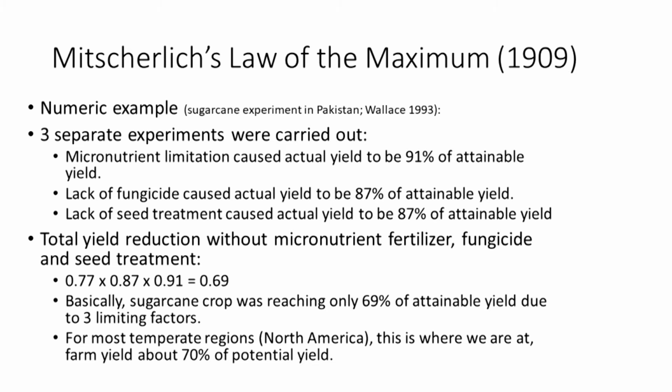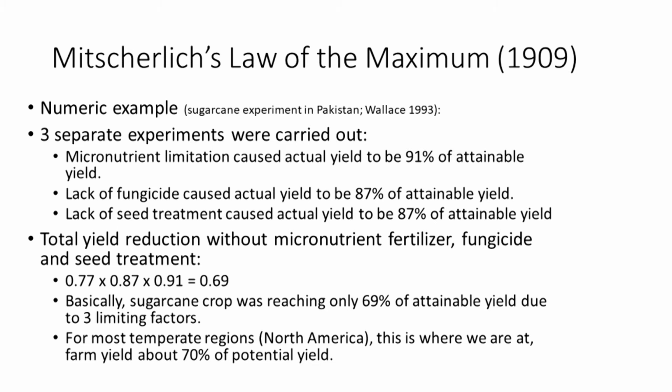For example, with that micronutrient limitation, they only achieved 91% of their attainable yield, right? Because with the micronutrients, they actually had somewhat of a higher yield. So that micronutrient was limiting yield by about 9%, and so on and so forth. So you might think, okay, well, this is not a huge yield reduction, right? 9%, 13%. And so maybe it doesn't make sense to add a fungicide or a seed treatment. It might not be financially or economically worthwhile.